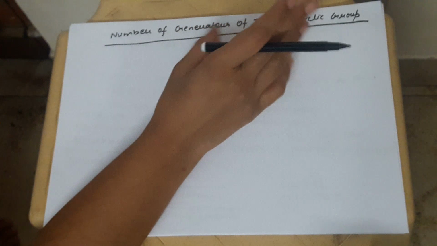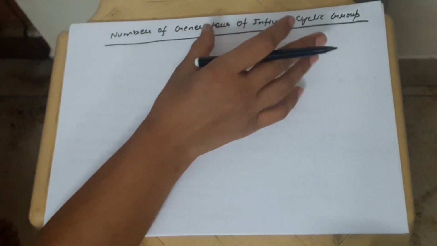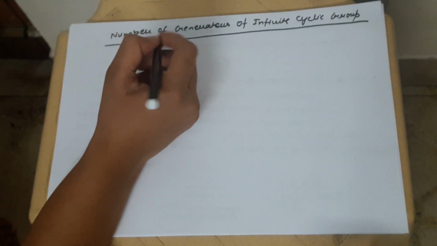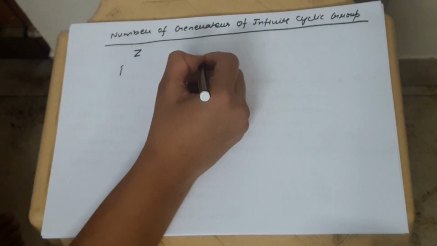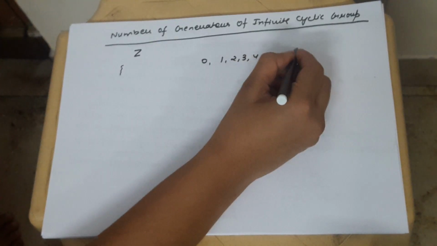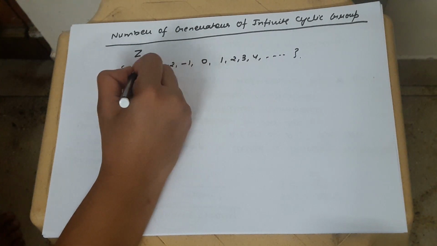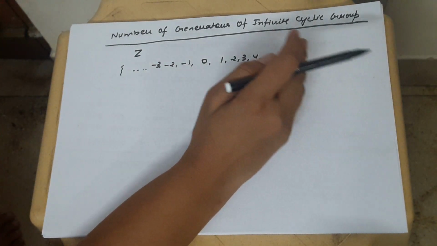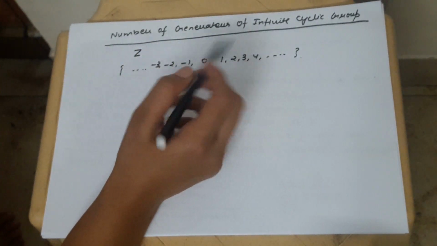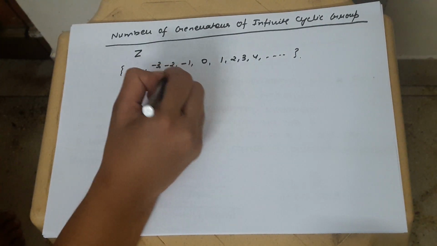Before starting with this theorem, I will explain the concept of this particular theorem with the help of one example. See, consider the set Z of integers. What is this? 0 will be here, 1, 2, 3, 4 and so on, and on the negative side, minus 1, minus 2, minus 3 and so on. It is approaching infinity from the right-hand side and minus infinity on the left-hand side. Now this is an infinite cyclic group and it is generated by the element 1.